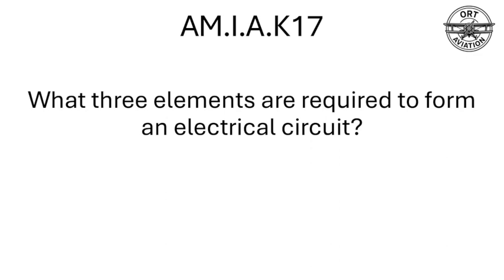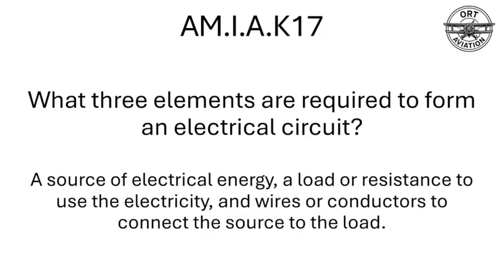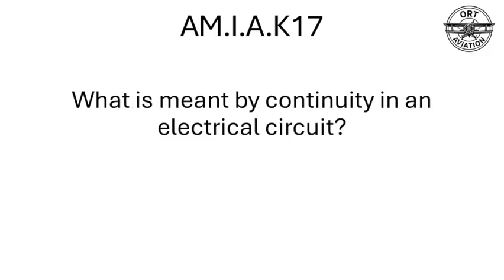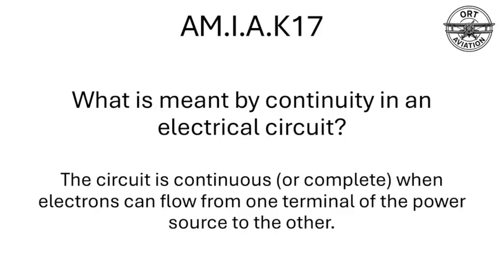What three elements are required to form an electrical circuit? A source of electrical energy, a load or resistance to use the electricity, and wires or conductors to connect the source to the load. What is meant by continuity in an electrical circuit? The circuit is continuous or complete when electrons can flow from one terminal of the power source to the other.